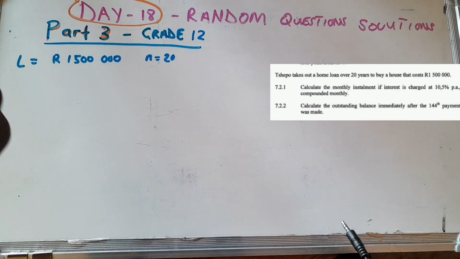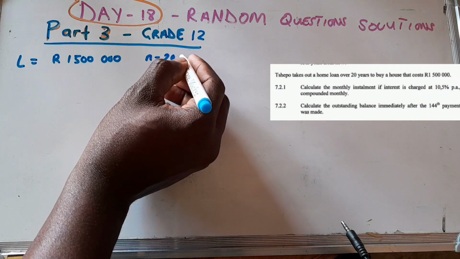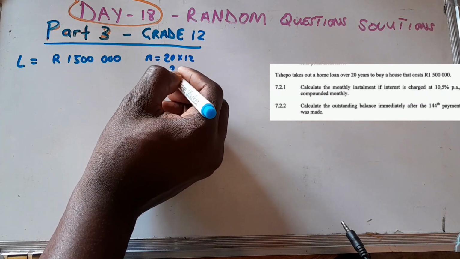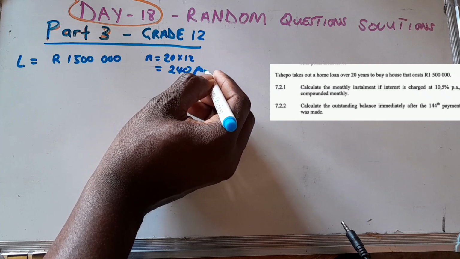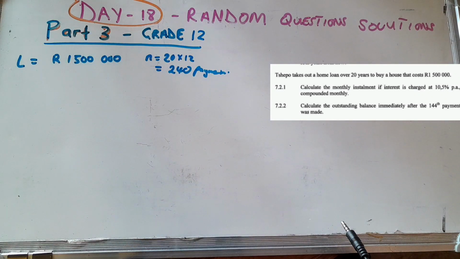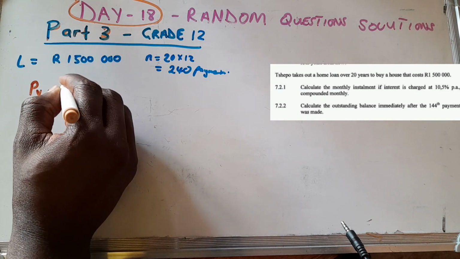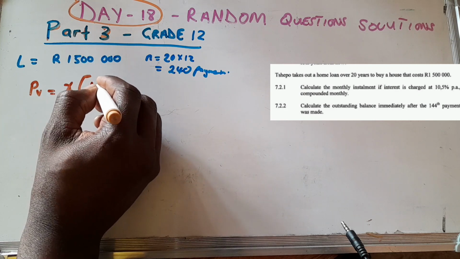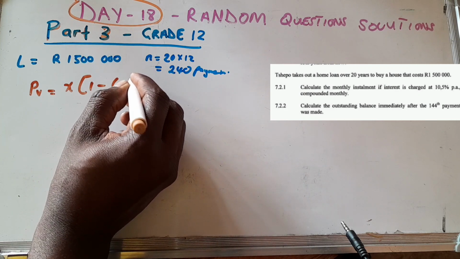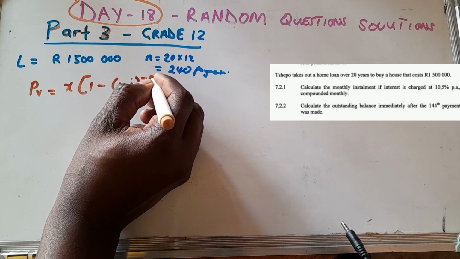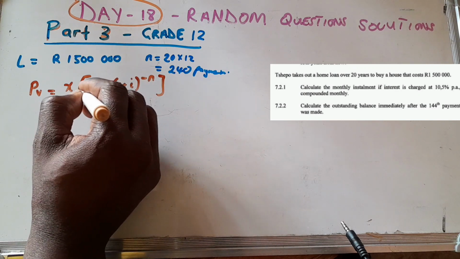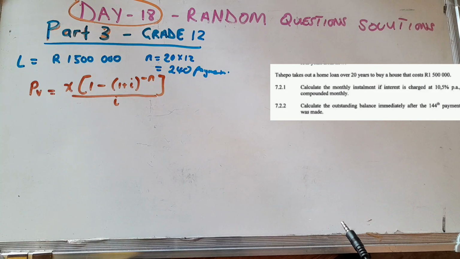So it means that we need to see how many months there are in 20 years. So we say 20 multiplied by 12, which gives us 240 payments, right? And they said you must calculate his monthly payment. So to calculate the monthly payment, we use the formula of present value. So we say that present value is equal to x, and then 1 minus 1 plus i to the power negative n, and then all over the interest.